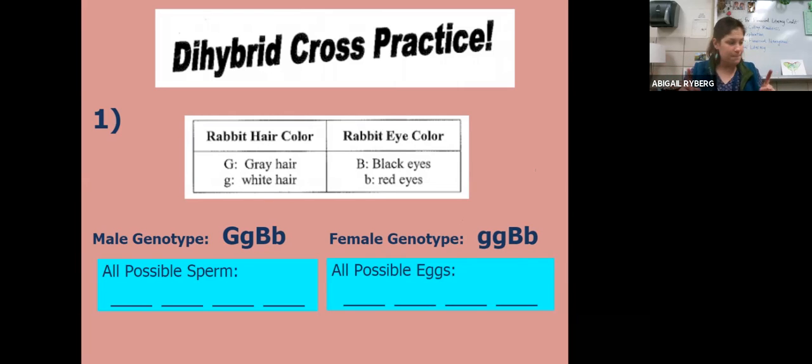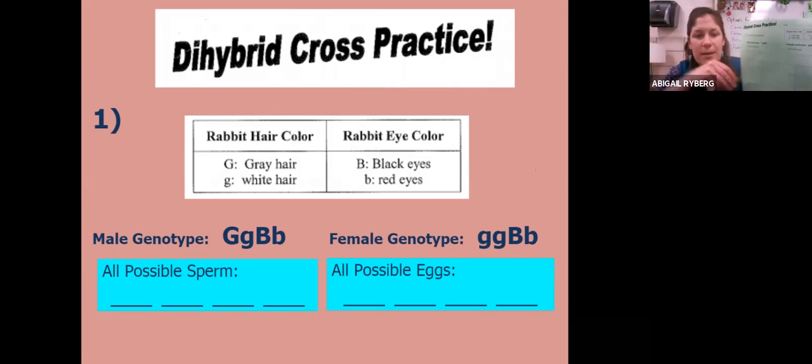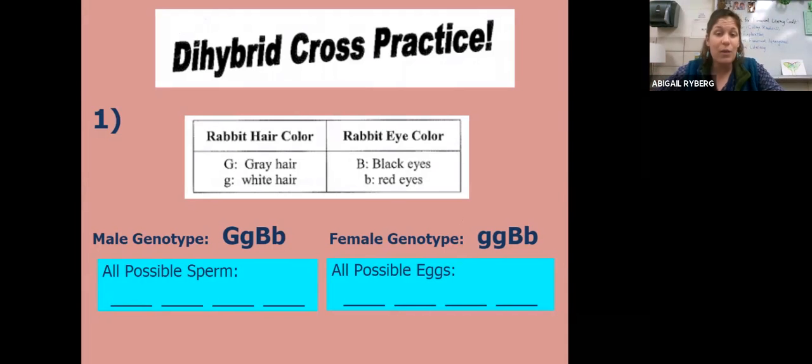Let's do another one. And in fact, this one is in your packet. So this should be the first one on this worksheet, should match up with what I've put on the presentation here. So let's go through. We're looking at rabbit hair color and rabbit eye color. And you can see that gray is dominant to white and then black is dominant to red. Given the male genotype and given the female genotype.